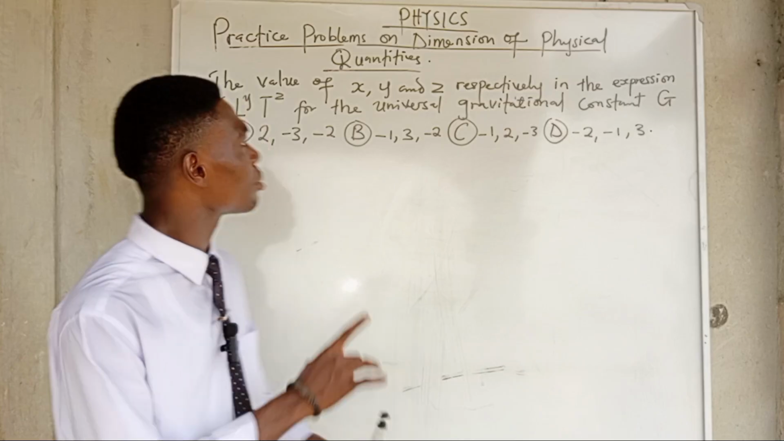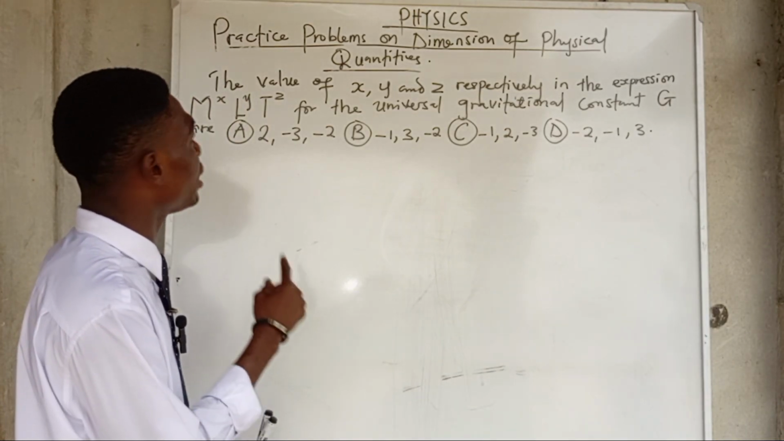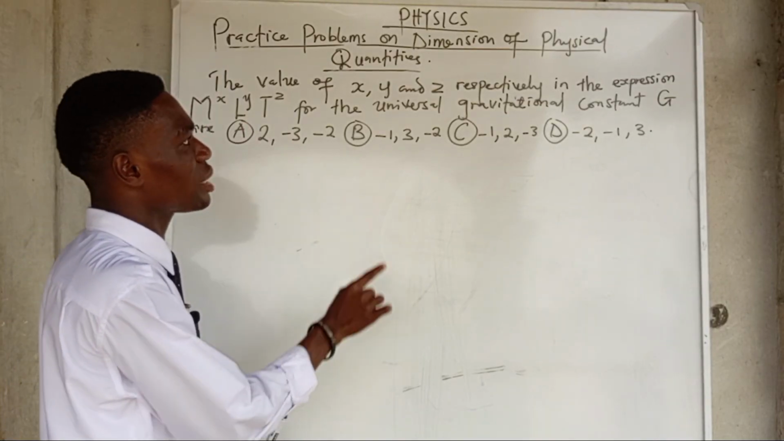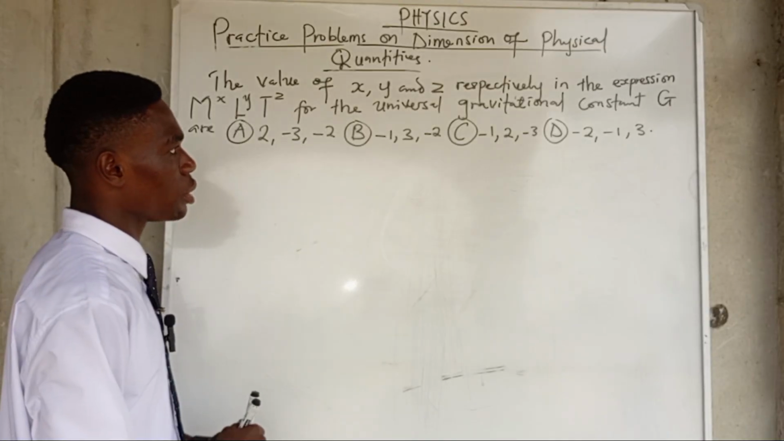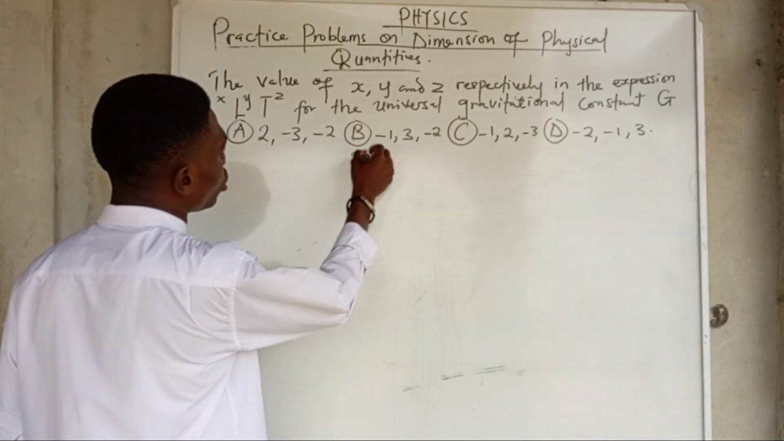All right, the values of x, y, and z respectively in the expression for the universal gravitational constant G are, we have options to solve it and to check. Are we together now? All right, so let's go into it quickly.